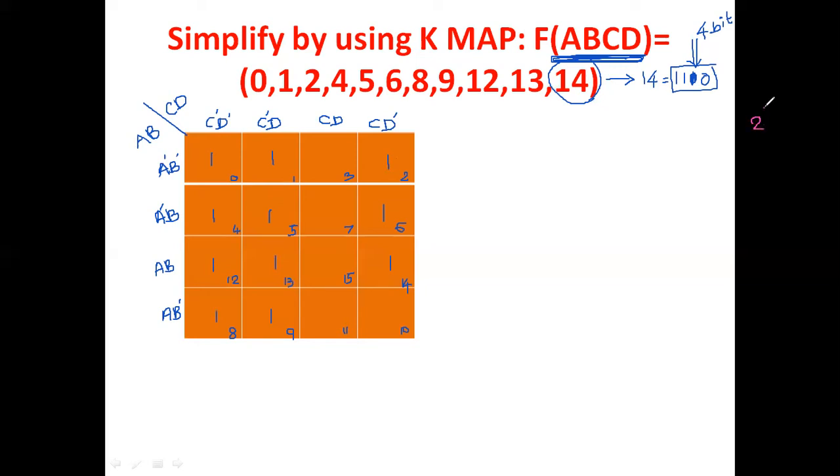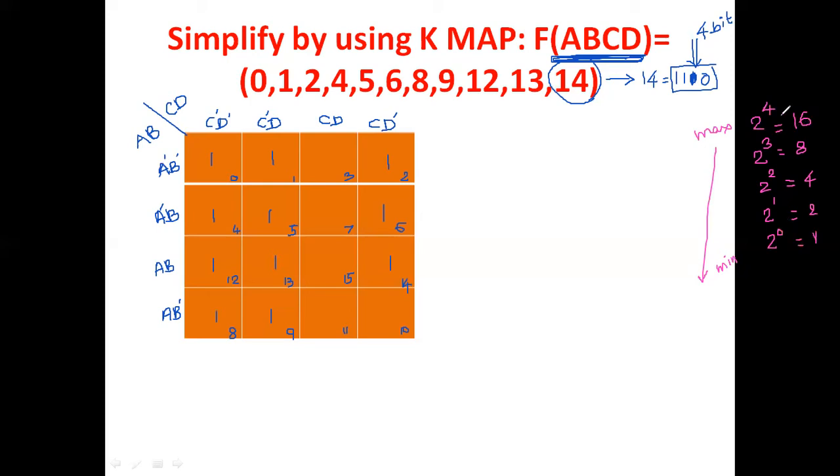For that, you know the procedure. You have to check by using the 2 power n formula from the maximum to minimum. So 2 power 4 means 16. So first you have to check all 16 cells are 1 or not. And then 2 power 3, that is 8 cells, can be grouped or not. And then 2 power 2 is 4, then 4 cells can be grouped or not. And then 2 power 1, it means 2 cells can be grouped or not. Afterwards 2 power 0, then 1, only one cell.